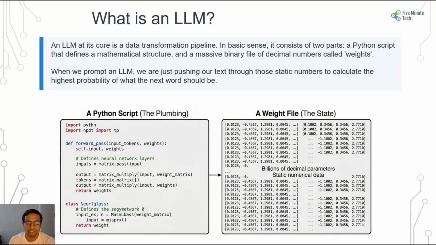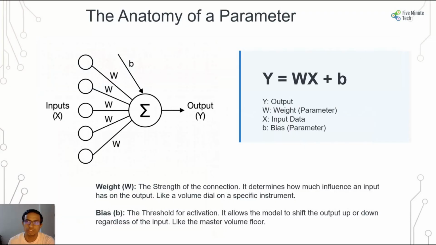As we talked about, there are two parts to it: a Python script, which is the plumbing, which you can see on the left hand side, and the weight file, that is the state, which has the billions of decimal parameters, static numerical data. So what is the anatomy of a parameter? You input x and you get output y.